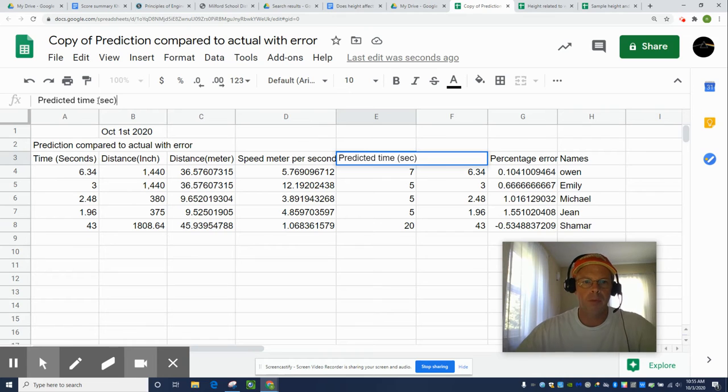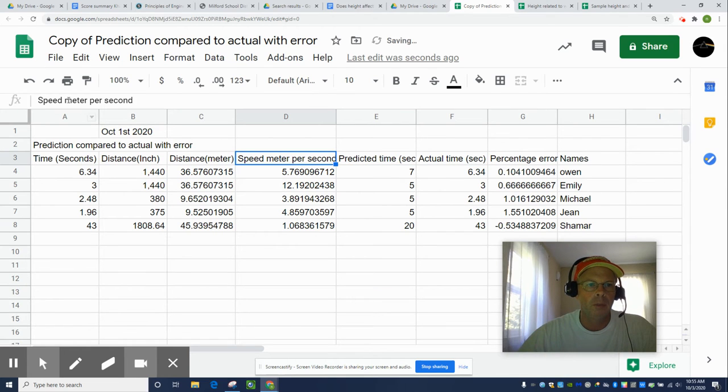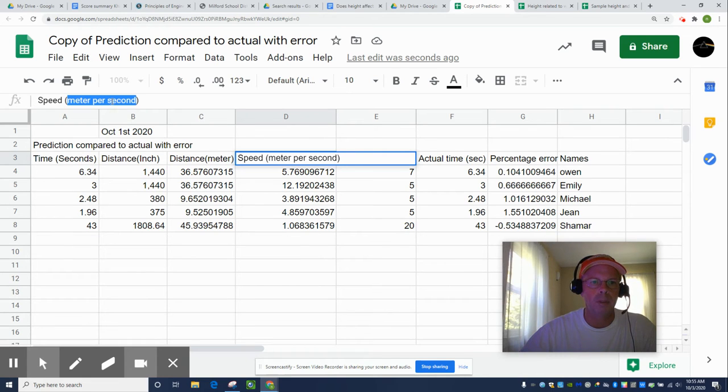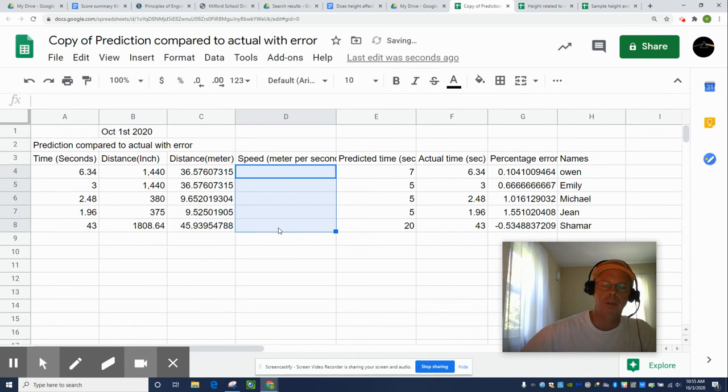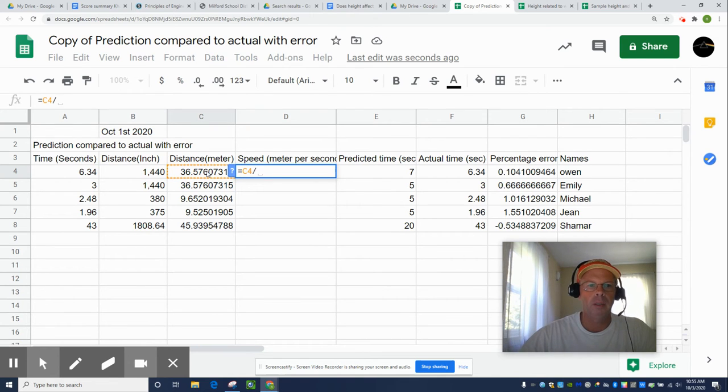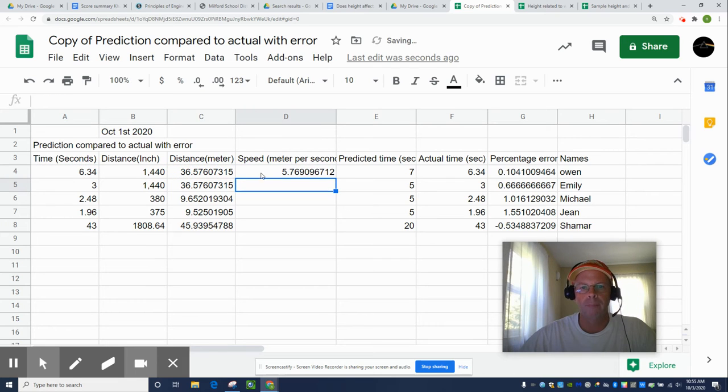I'm just gonna fix up a few boo-boos here. Speed is in meters per second. So whenever you label a column heading, the variable comes first, that's speed, and then in parentheses, the unit label comes second. All right, so like I said, this is an old idea. We just did equals, clicked on the distance, divided by the time, and bang. That's how fast the subjects ran in meters per second. If you want to chop the number of significant figures, hit the little 0 with the arrow. Yeah, 2 or 3 is fine.